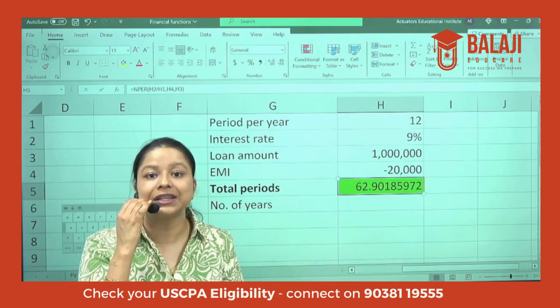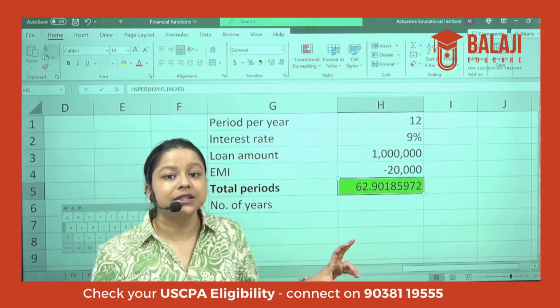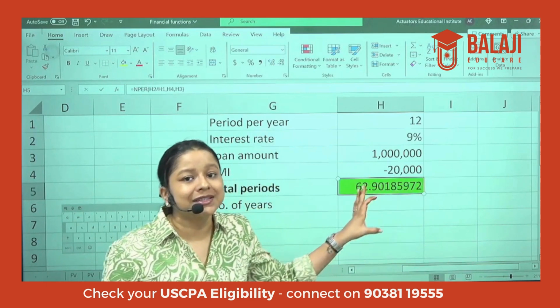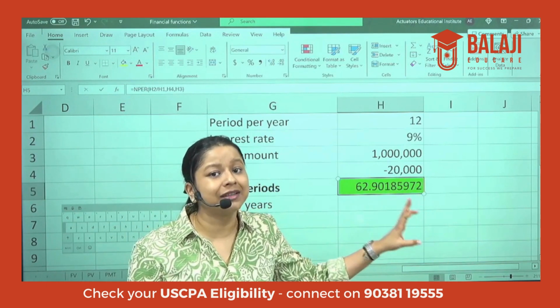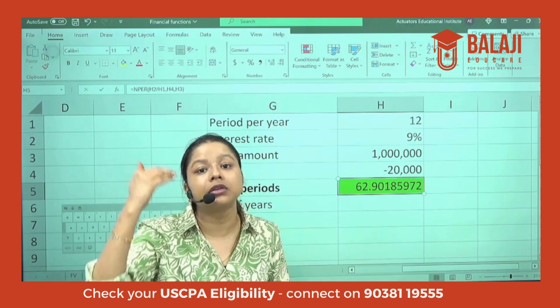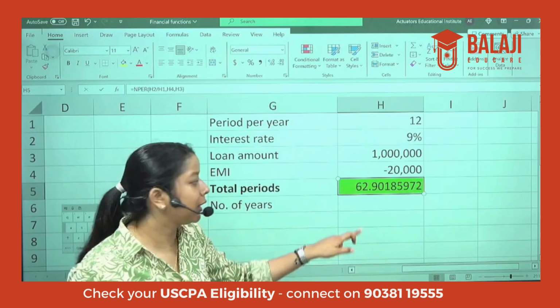It's obviously in decimals, which basically means that you are making these payments for 62.9 months. If it's 62.9, then we can just say that you are making the payment for 63 months. The last month will be a reduced amount. It may not be exactly 20,000, but it will be a reduced amount. Hence, you are getting it in decimals.